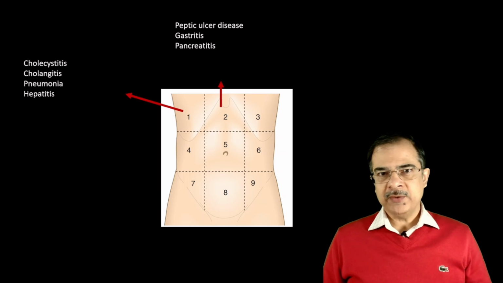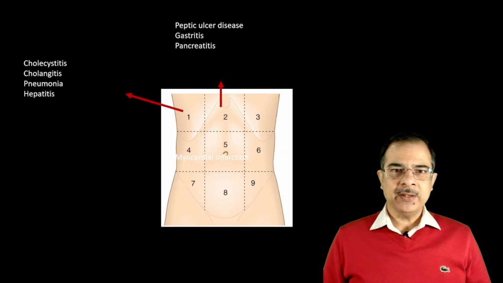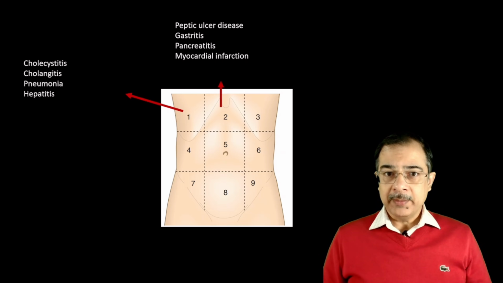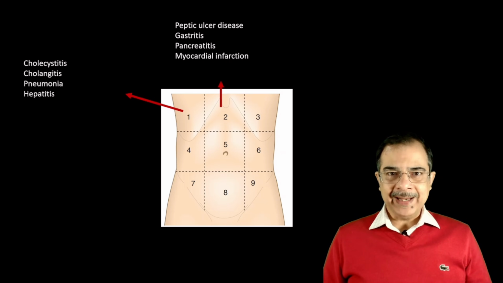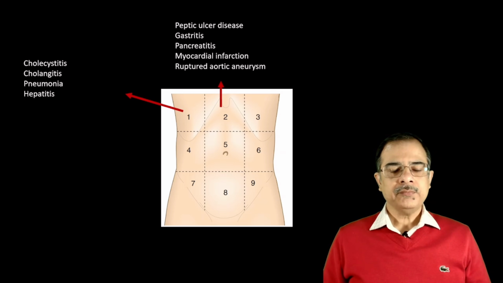Pancreatitis, the classical pain of pancreatitis radiates to the back from the epigastric region. Myocardial infarction like inferior wall MI can also present as epigastric pain. So in any patient presenting with epigastric pain, we should do an ECG. Or it can be a ruptured aortic aneurysm.